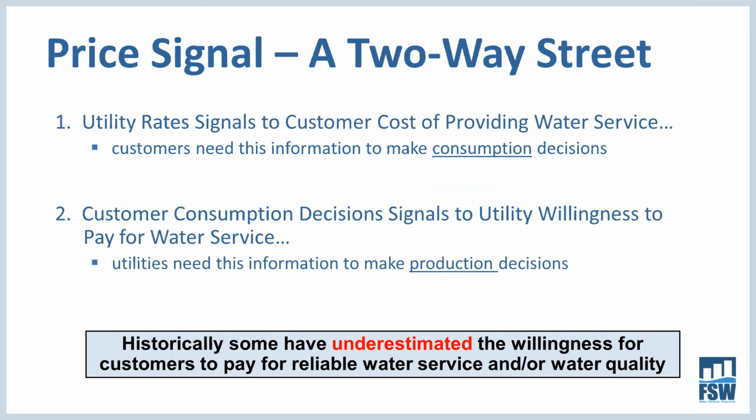You need to understand this concept of a price signal is not having a single dimension here. Not only do water rates signal to customers the cost of providing water service, customers also need that information to make consumptive decisions. Customer consumptive decisions, in turn, provide a signal back to the water utility of the customer's willingness to pay for water service. And utilities need that information to make decisions about production. What production costs are justified, how much reliability to deliver, the level of water quality assurance. So, next slide.